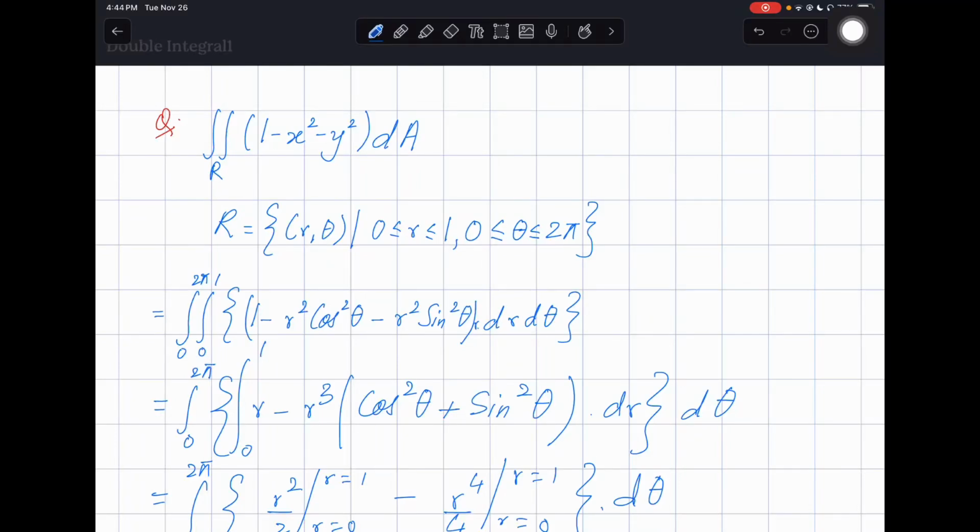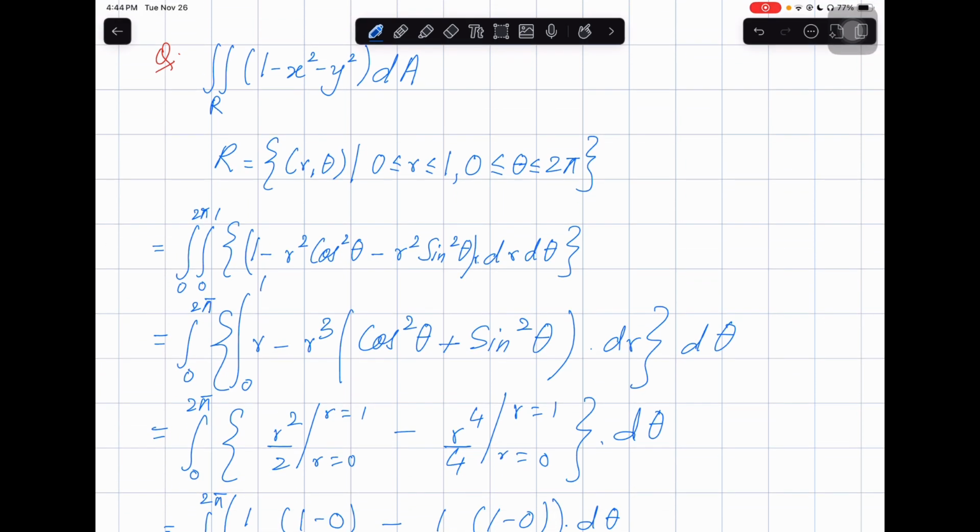Hey guys, so today we'll be solving this double integral, and the domain is given in the form of polar coordinates. So it's where r ranges from 0 to 1, so it's greater than or equal to 0, less than or equal to 1. Theta is less than or equal to 2π, greater than or equal to 0, right?